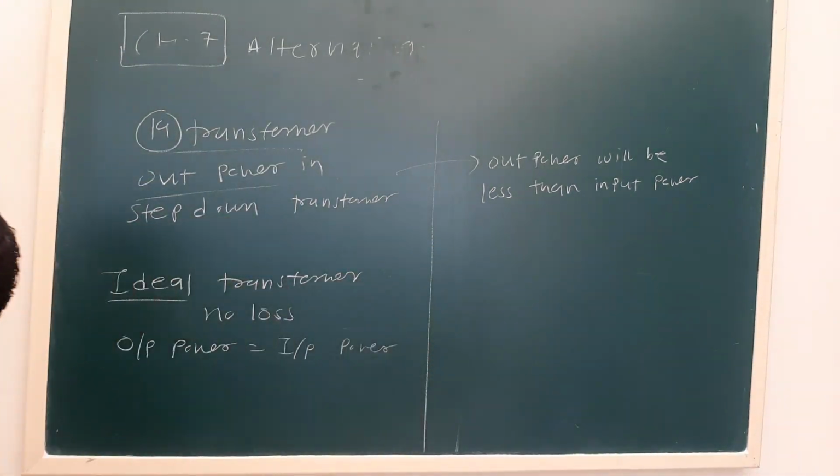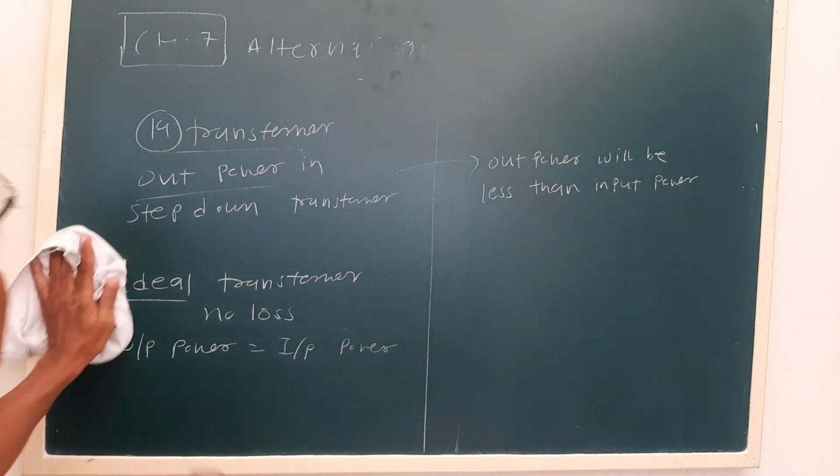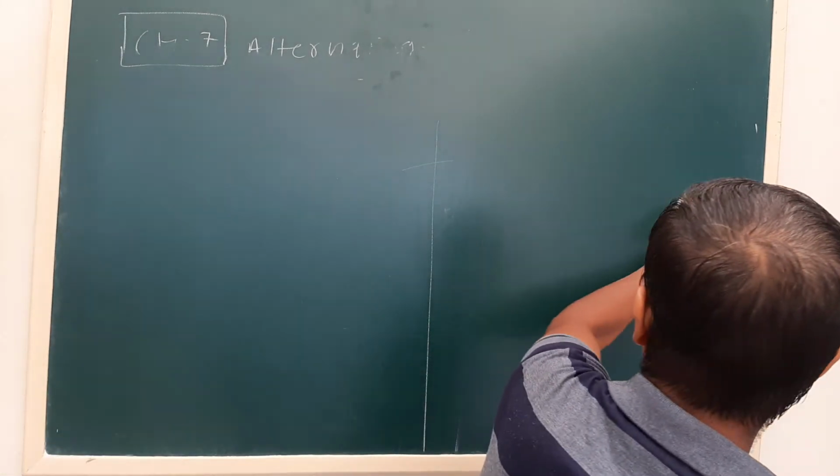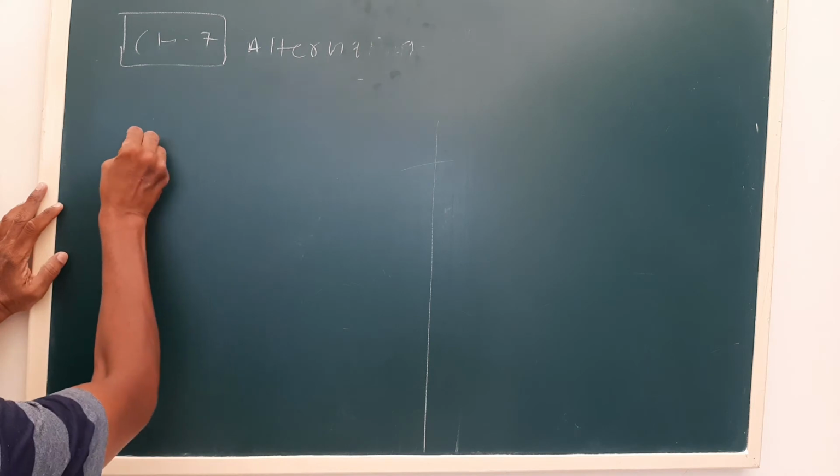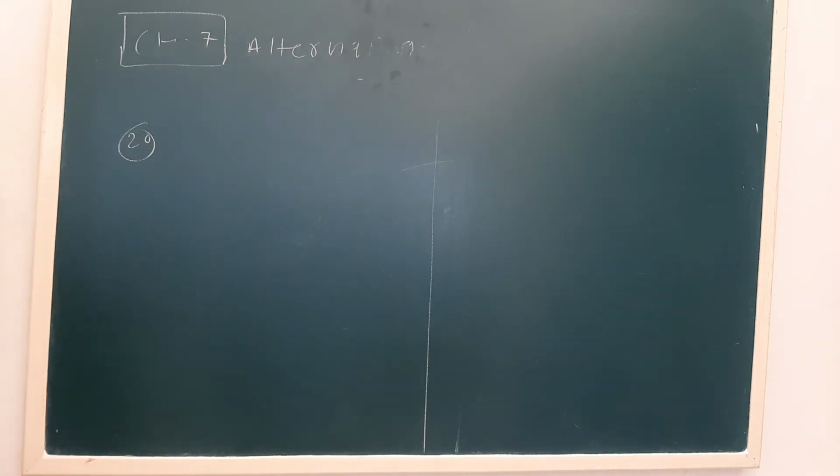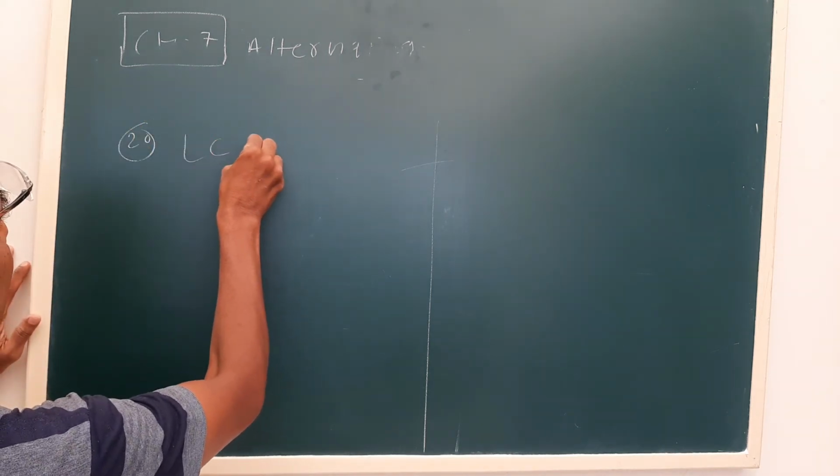See our next MCQ. There is MCQ number 20. Okay, LC oscillating circuit.